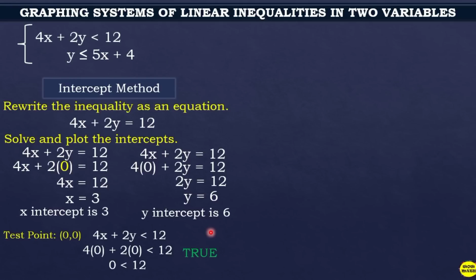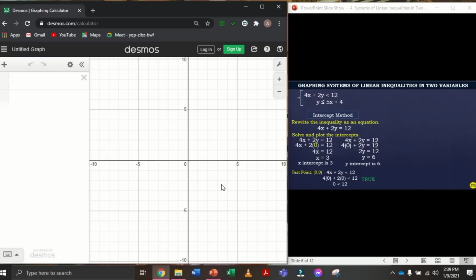So, i-graph natin siya sa ating Desmos graphing application. Okay. So, ano munang unang gagawin? I-plot muna natin yung x-intercept. Ang x-intercept mo ay 3, 0. Lagyan mo ng label. And then, ang y-intercept mo is 6. So, that is 0, 6.